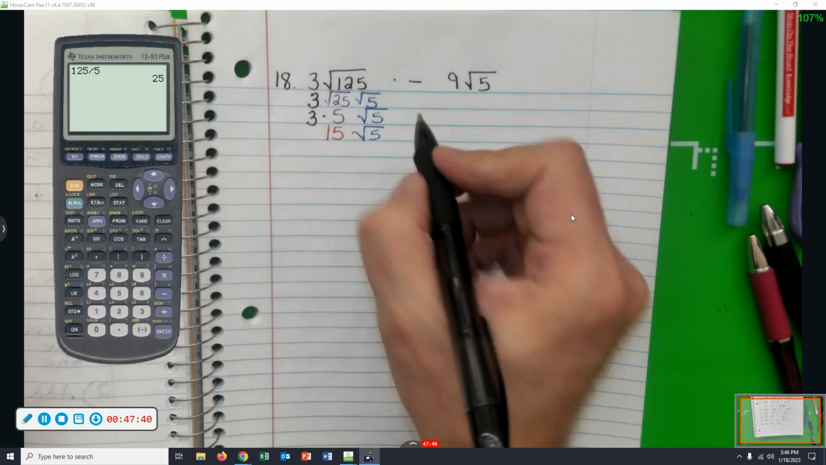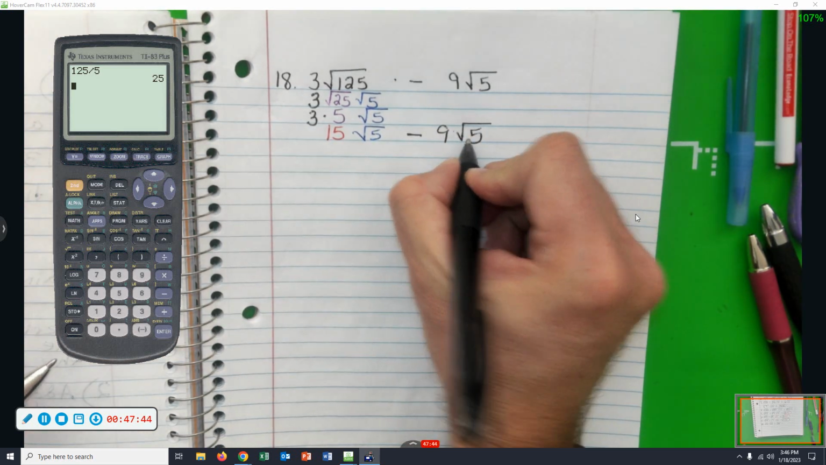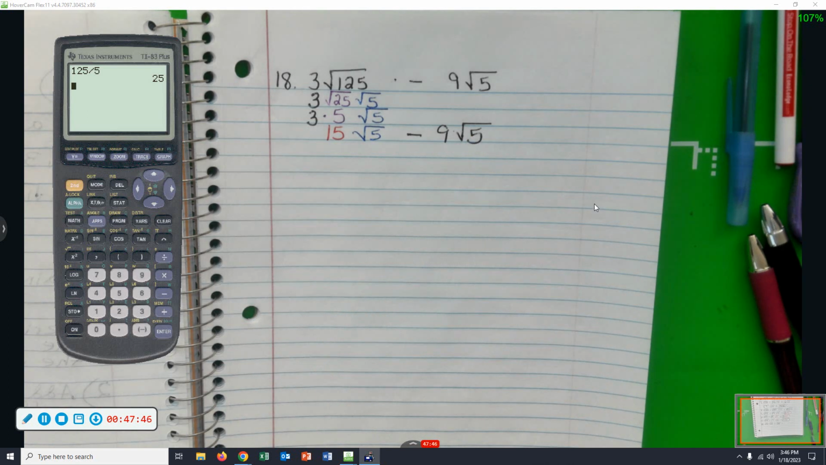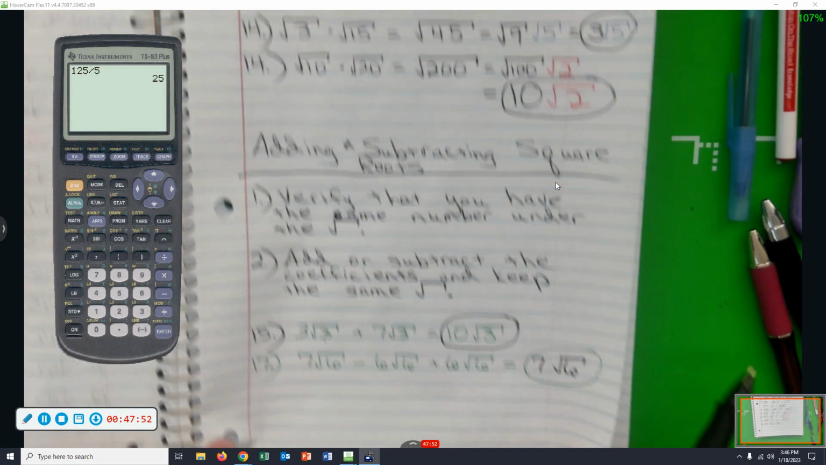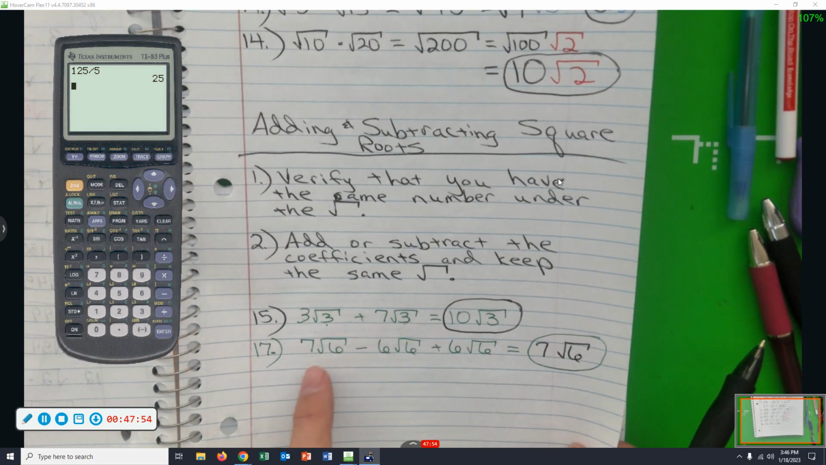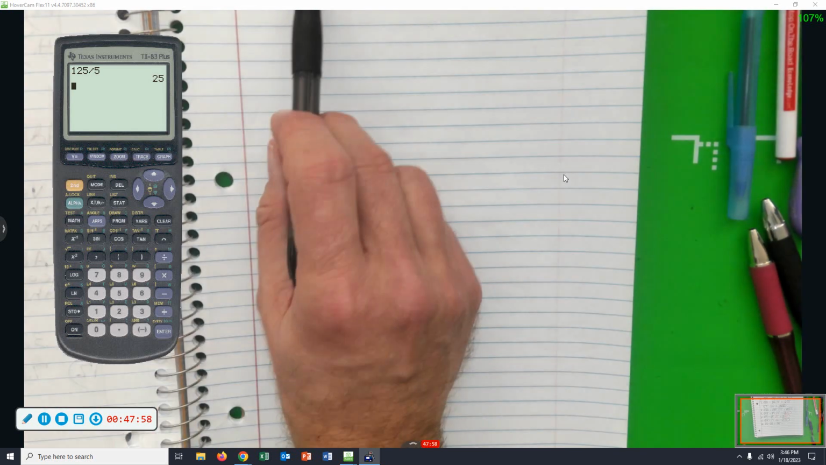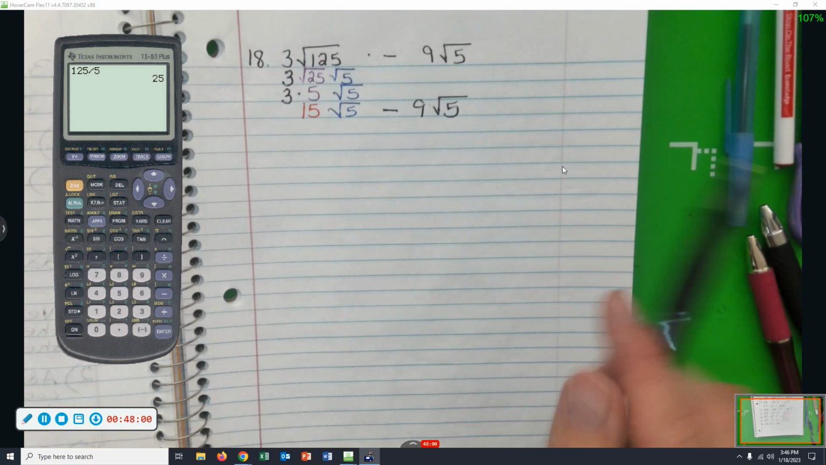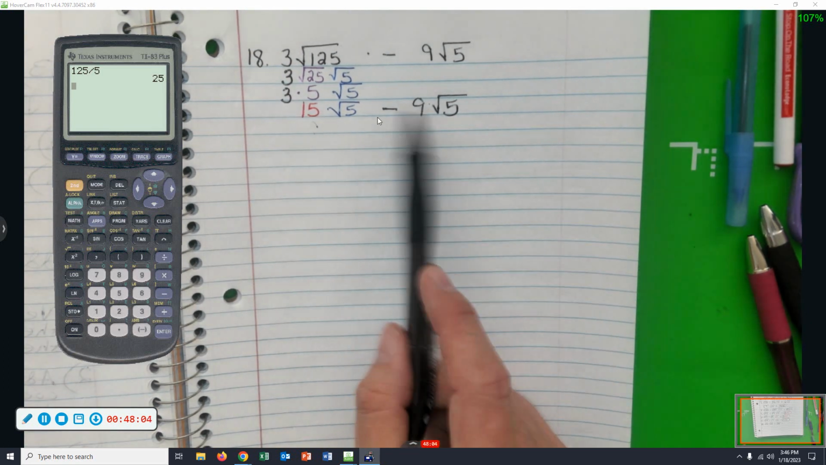minus 9 square root of 5. Do we know how to do that? Yeah, this is the most basic problem-solving technique. If you know how to do one type of problem, and we know how to do it when they have the same numbers under the square root symbols, and you're confronted with something new, try to make it look like the old one. And I think that's what we've done. We now know how to do this.